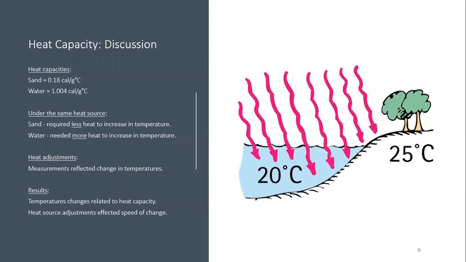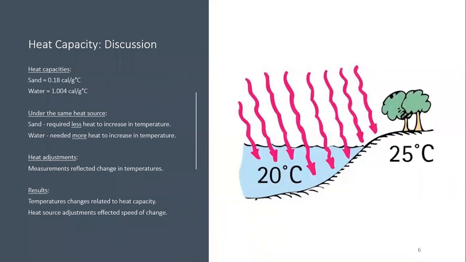This experiment directly expressed the difference in heat capacity between sand and water. The heat capacity of sand is approximately 0.18 calorie per gram degree Celsius, while the heat capacity of water is more than 5 times higher at approximately 1.004 calories per gram degree Celsius. Under the same heat source, sand needed less heat to increase in temperature because of its lower heat capacity, and water needed more heat to increase its temperature because of its higher heat capacity.